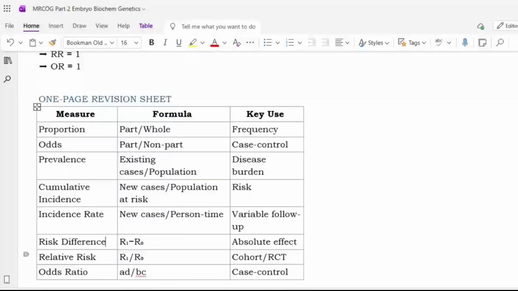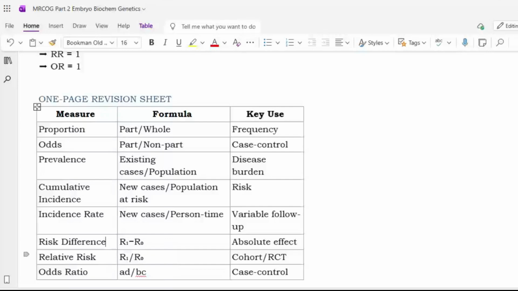Proportion is a part of the whole population or a whole sample, and what it gives is a frequency. Odds is a part to a non-part, two things put one upon the other, calculated in the case control study. Prevalence is the existing cases divided by the population, telling about the disease burden. Cumulative incidence is the new cases divided by the population at risk, and another name for it is risk.